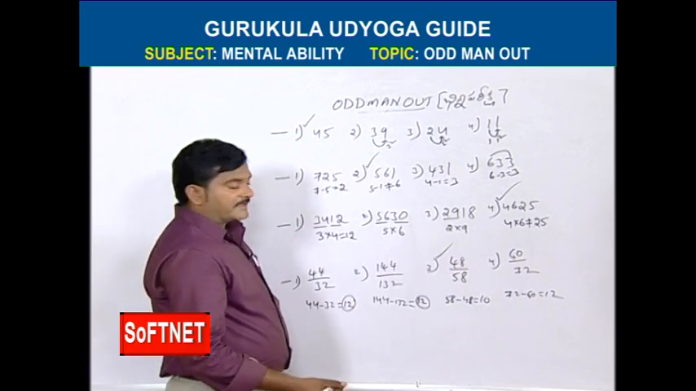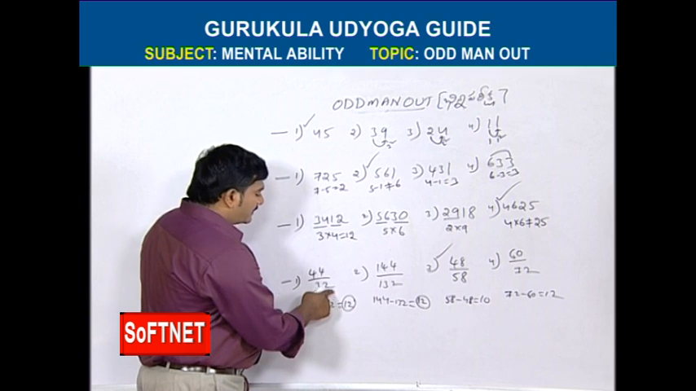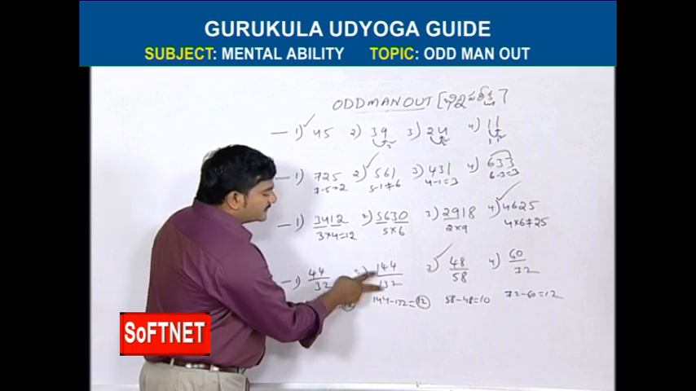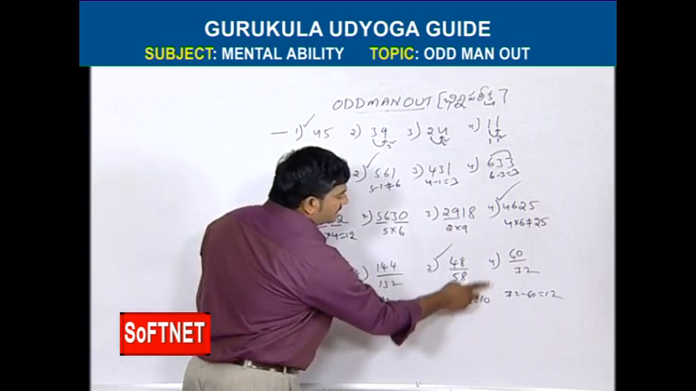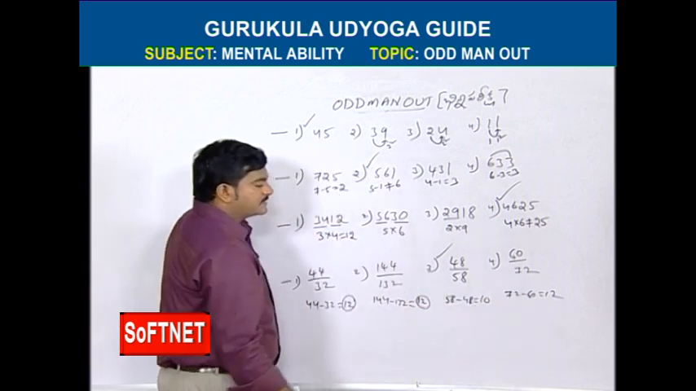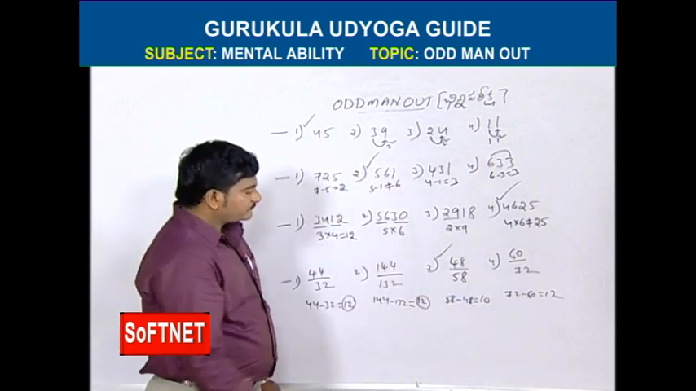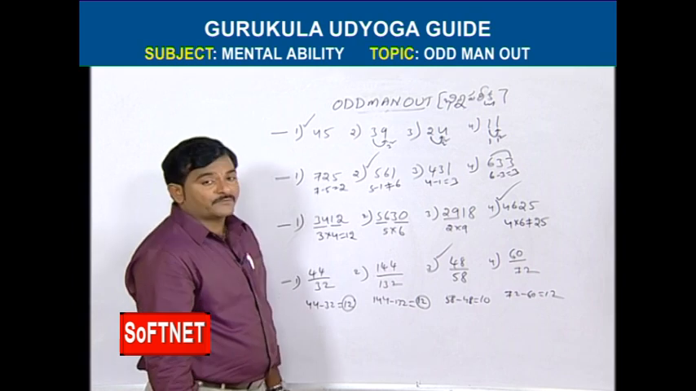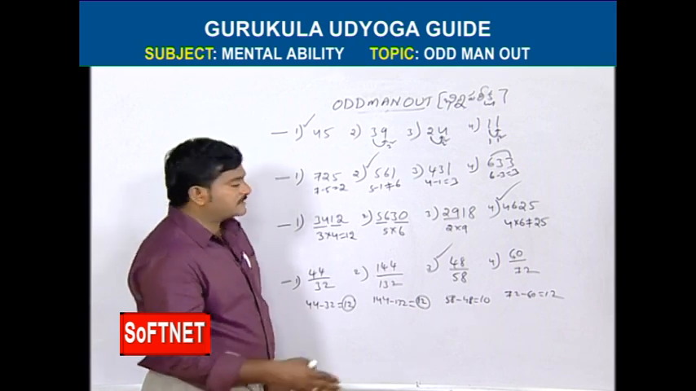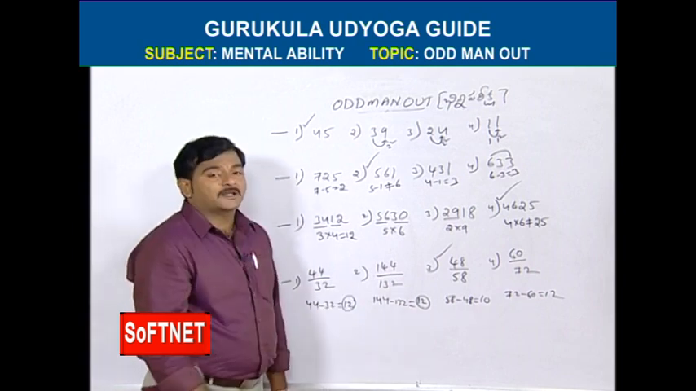The fraction is given, with numerator and denominator. Its difference is 12, its difference is 12, its difference is 10, its difference is 12. So hence the difference of numerator and denominator I am getting 12 in all the options, but it is not possible in the third option. Hence third is the answer.